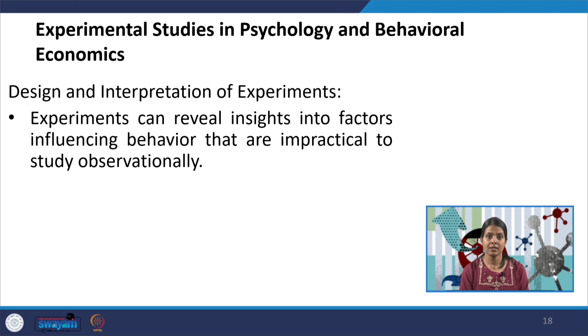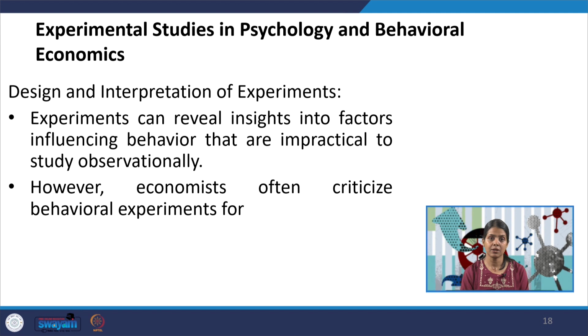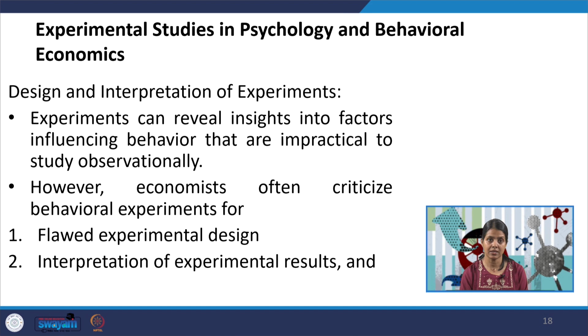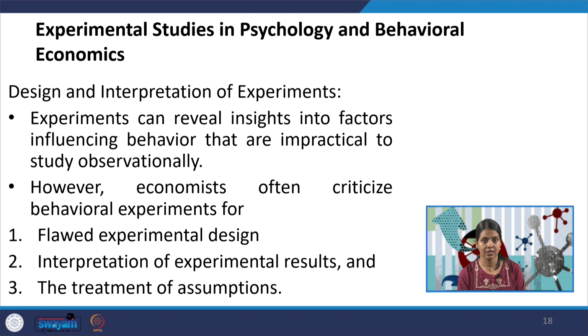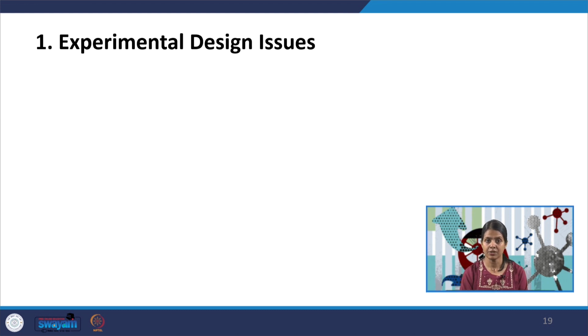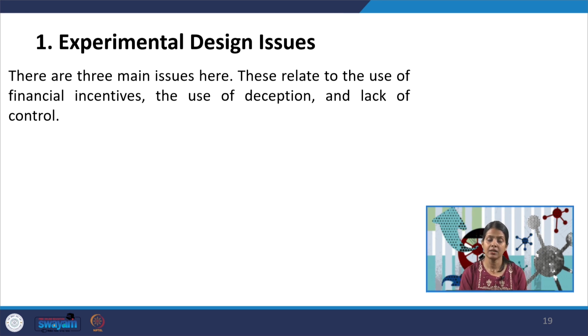Now, talking about design and interpretation of experiments, experiments can reveal insights into factors influencing behavior that are impractical to study observationally. However, economists often criticize behavioral experiments for flawed experimental design, interpretation of experimental results, and the treatment of assumptions. Now, I will be talking about these three in detail. So, first of all, talking about experimental design issues, there are three main issues here. These relate to the use of financial incentives, the use of deception, and the lack of control.